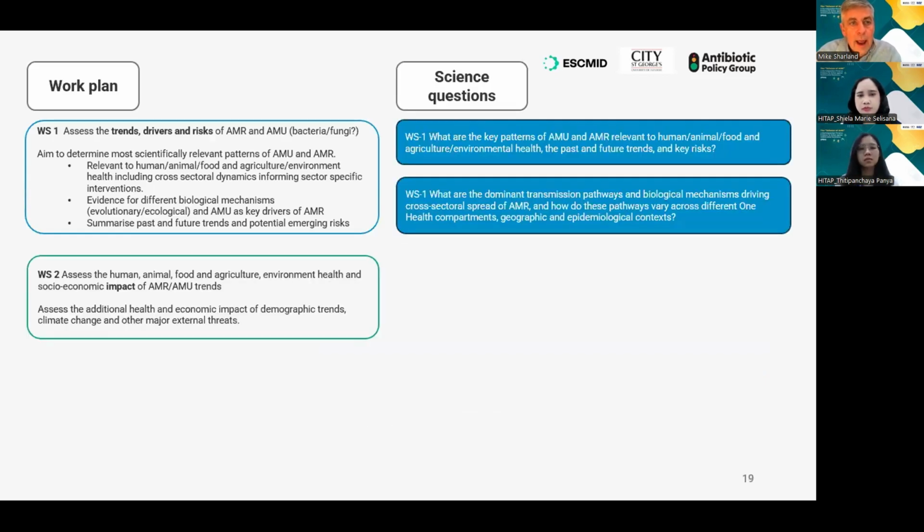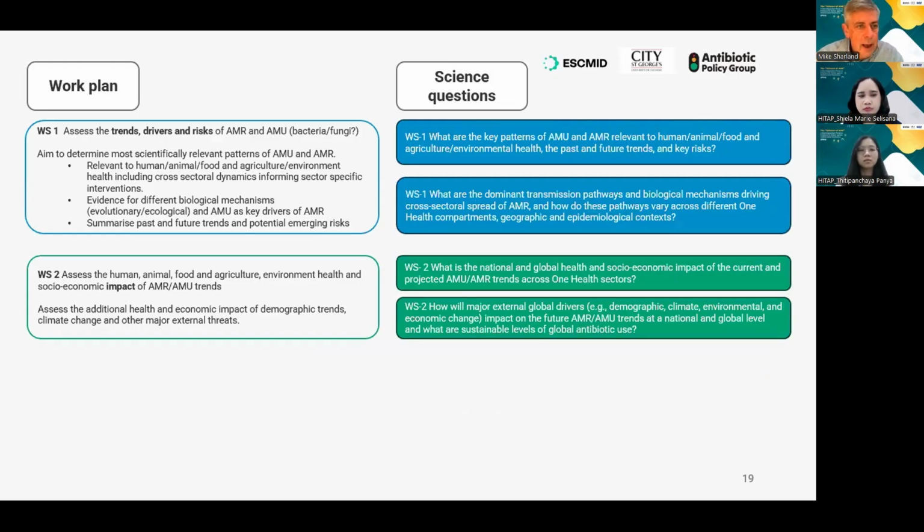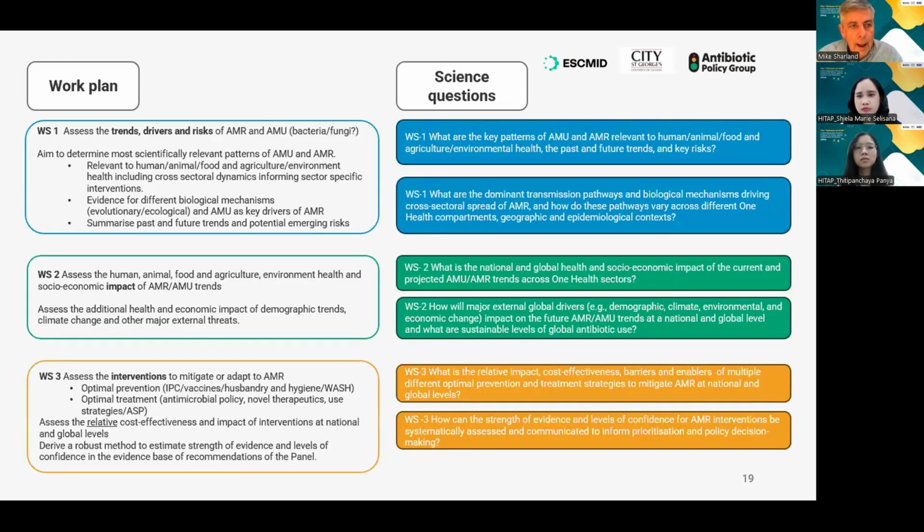So in the end, an independent panel is going to have to define a work plan, and then obviously we'll have key science questions, because that's the nature of how these panels have been organized. We'll walk through the science questions in a minute and think through what those might be. But this is the type of work plan, if you like a copy and paste from the independent panel for climate change, it would look something like this. So, what would be the trends, drivers and risks of AMR and AMU?